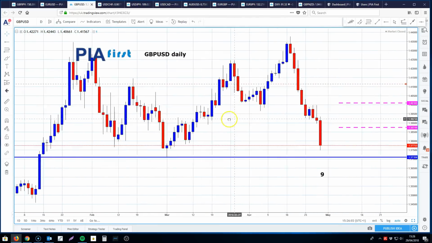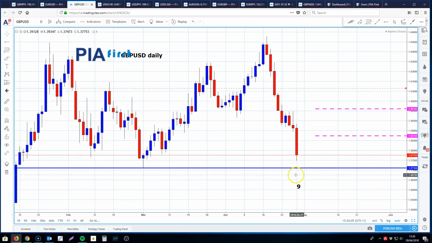The daily chart, 9 count, the same as euro dollar. So expecting a bounce to the upside. Resistance 138.74 and then 140.10 this week.